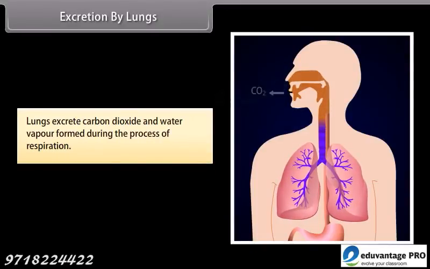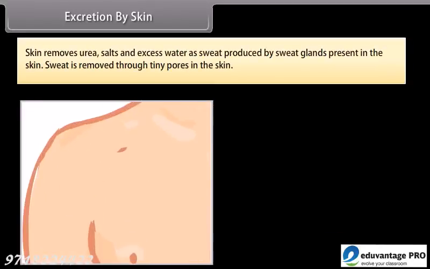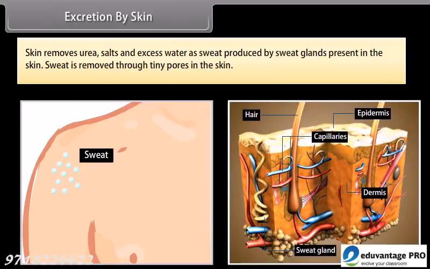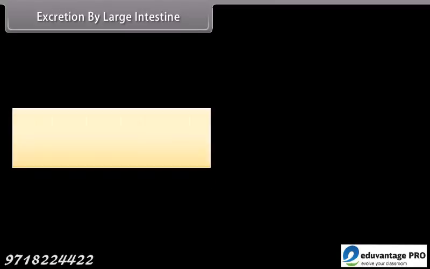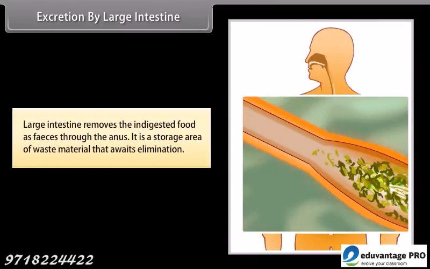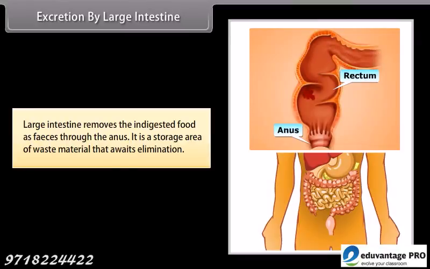Excretion by lungs. Lungs excrete carbon dioxide and water vapor formed during the process of respiration. Excretion by skin. Skin removes urea, salts, and excess water as sweat produced by sweat glands present in the skin. Sweat is removed through tiny pores in the skin. Excretion by large intestine. Large intestine removes the undigested food as feces through the anus. It is a storage area of waste material that awaits elimination.